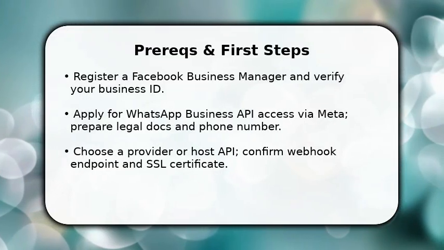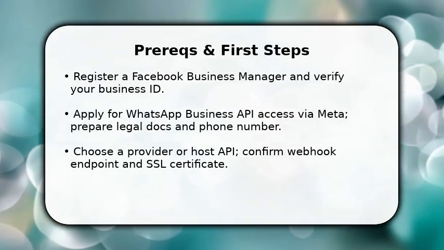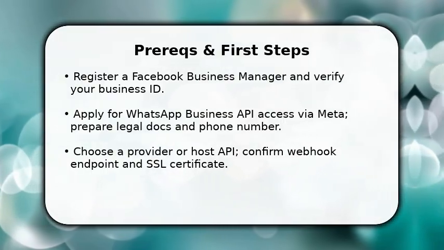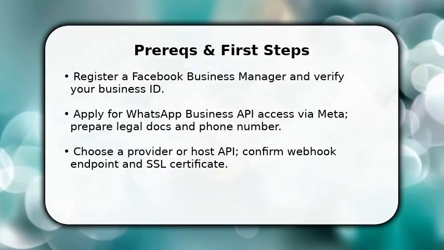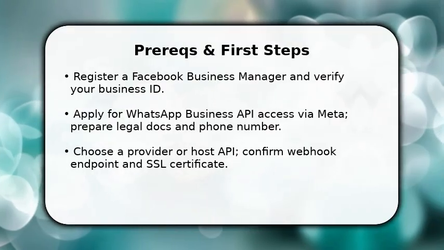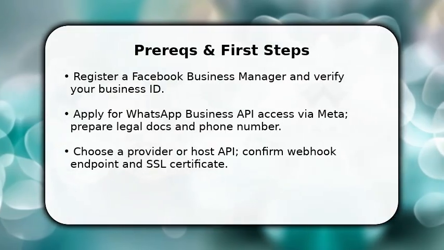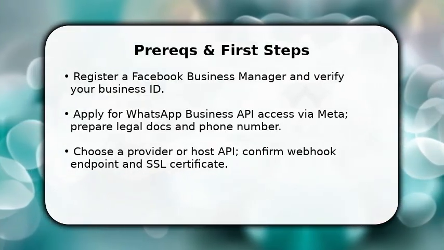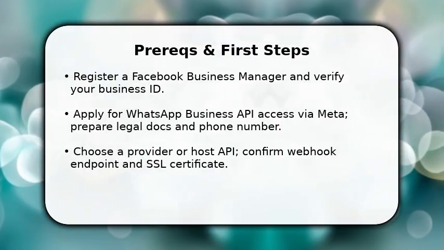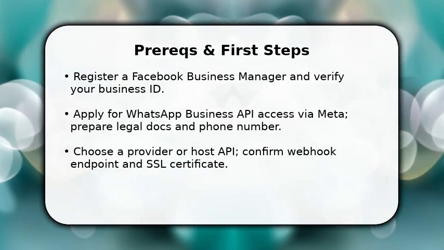You start by verifying your business in Facebook Business Manager so Meta trusts your account. Once done, apply for WhatsApp Business API access and have your legal documents and a dedicated phone number ready. Make sure to pick between a business solution provider or self-hosting, because that decision affects scaling and maintenance. Then set up your webhook endpoint and install an SSL certificate so messages and delivery receipts flow securely. These first actions get you authorized and technically ready to send structured messages.